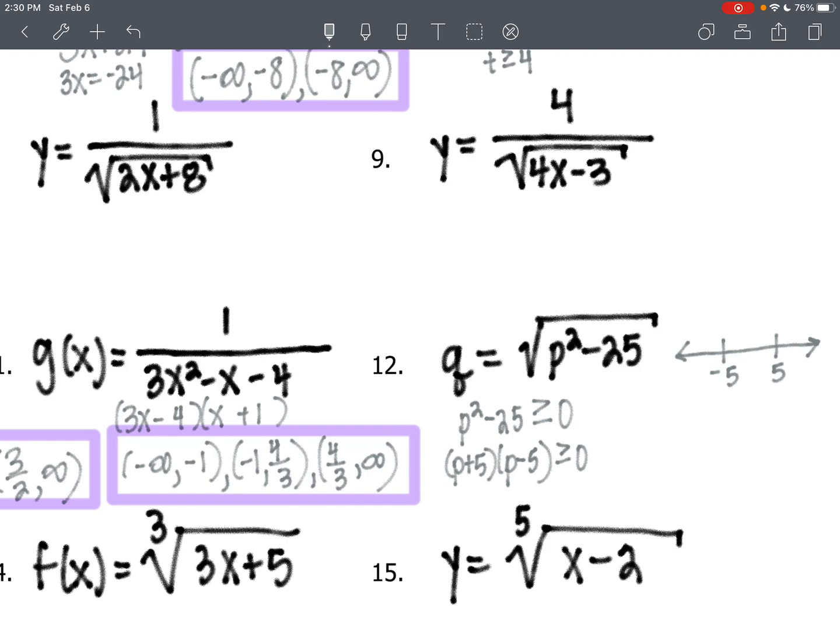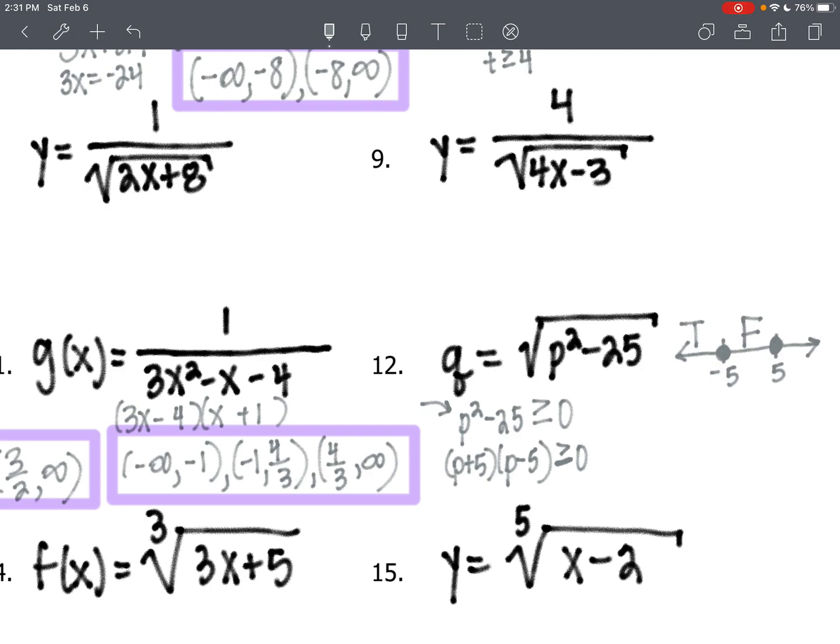Okay. We know that if we put a negative 5 or a positive 5 in, it's going to create that equal to 0. So those are going to be closed intervals. I'm going to try a negative 10. If I put a negative 10 in, negative 10 squared is 100. 100 minus 25 is greater than 0. That is true. If I put a 0 in, 0 squared minus 25 is negative 25, and that is not greater than 0, so that is false.